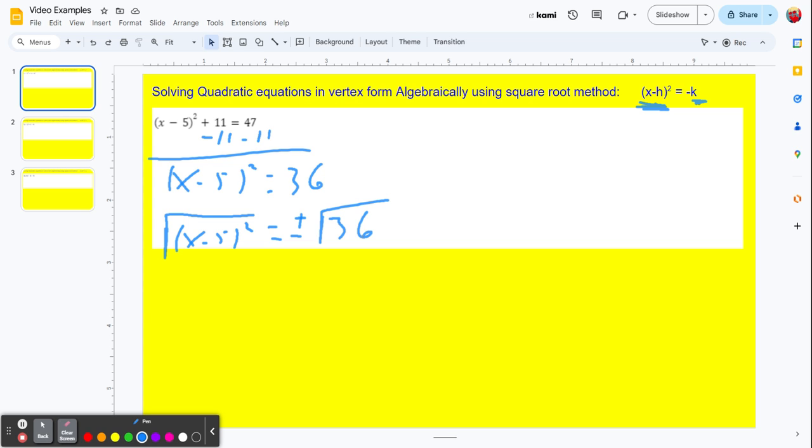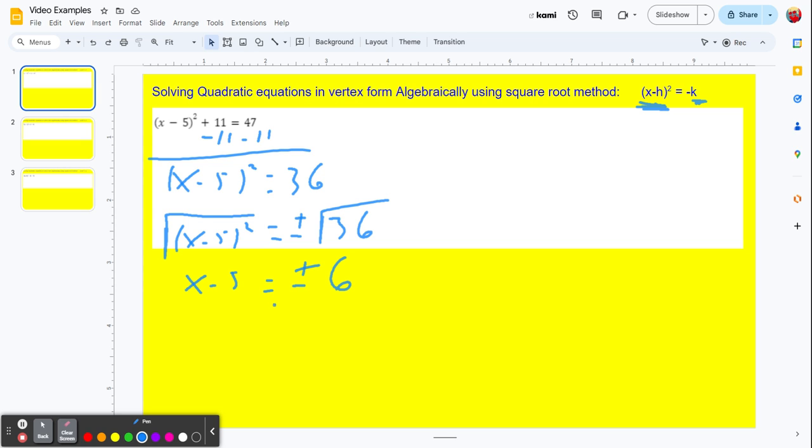So when we take the square root of the x minus 5 squared, that just becomes x minus 5. We don't need the parentheses anymore. It's to the first degree. x minus 5 equals plus minus 6. So that plus minus means it could be negative 6 or positive 6.